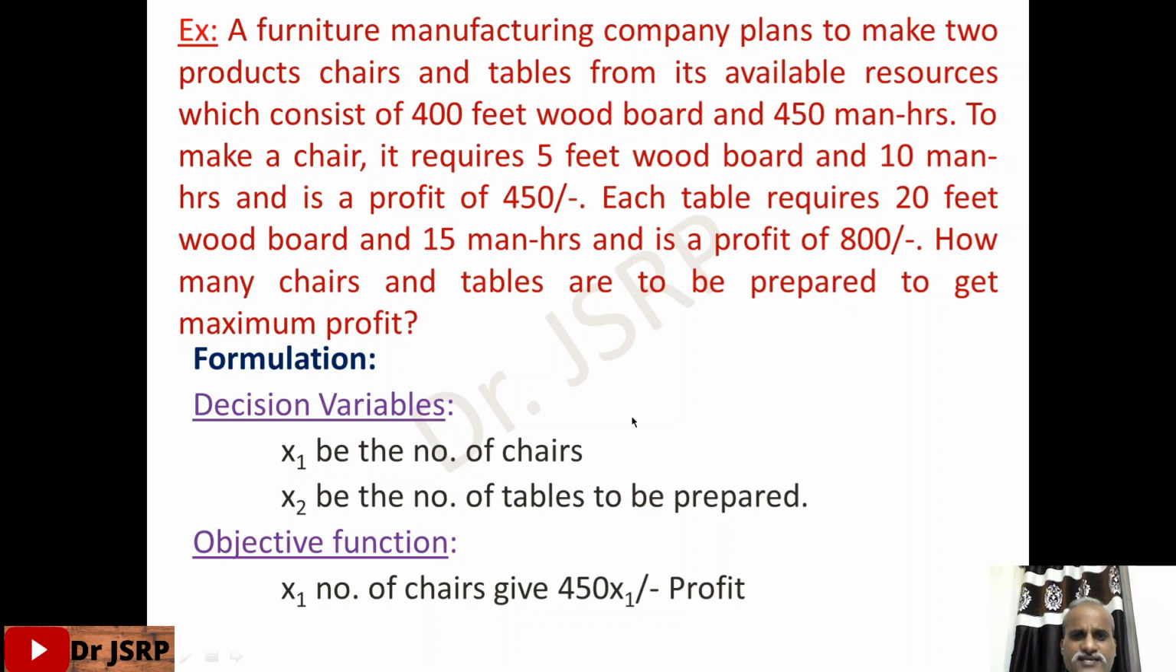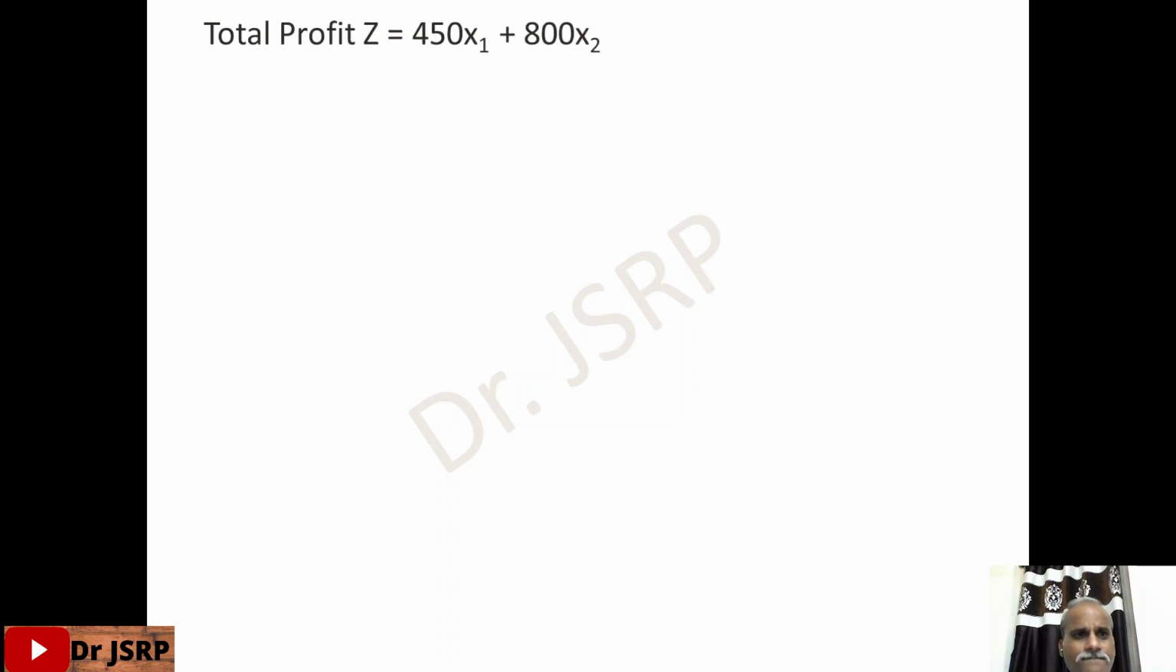Okay. Next, similarly, one table gives a profit of 800 rupees. So we have to manufacture x2 number of tables. So x2 number of tables give 800 x2 rupees profit. Therefore, the total profit is the sum of these two profits, 450 x1 plus 800 x2. Let it be some variable z. So total profit z equals 450 x1 plus 800 x2.